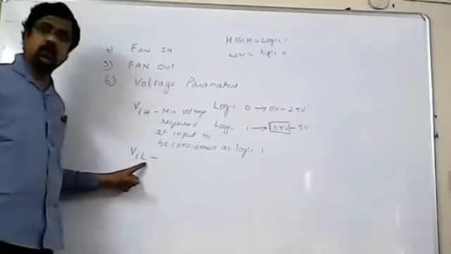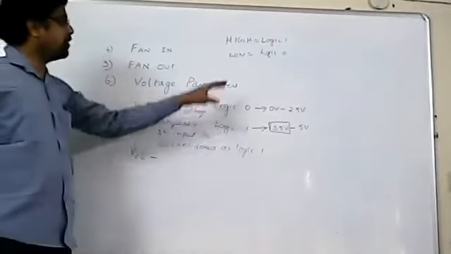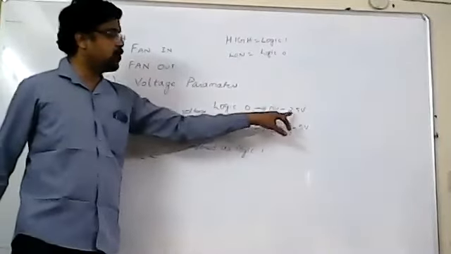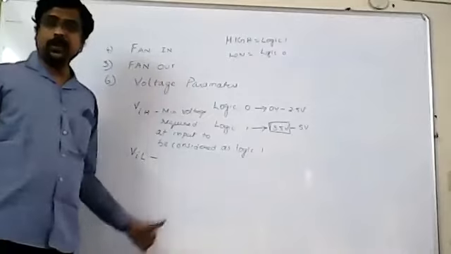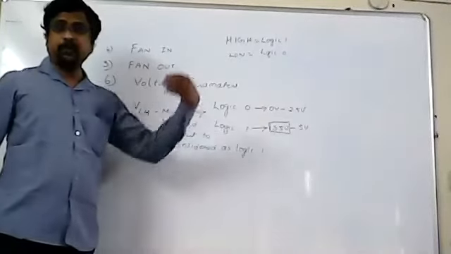VIL. Now input voltage low. When is it considered as low? Low means logic 0. Logic 0 means 0 to 2.5. Now we don't take the minimum value because anyhow 0 means 0 only.